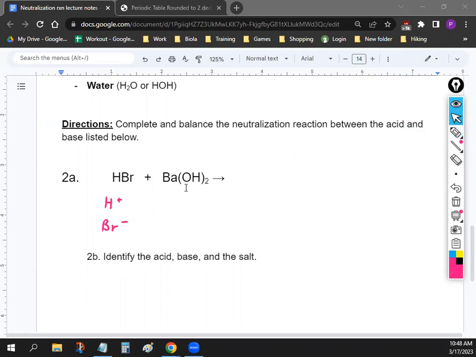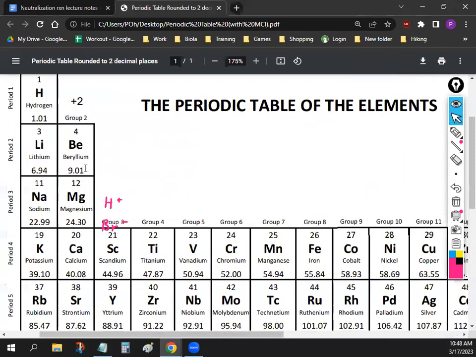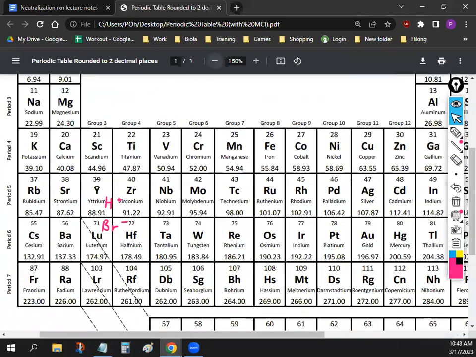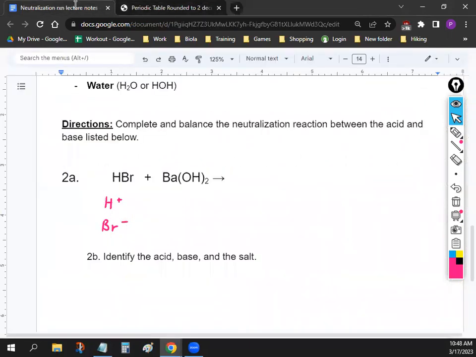The next chemical is BaOH2. If you take a look at Ba on the periodic table, you'll notice that Ba is right here on the +2 column. Okay, so Ba is going to be +2.